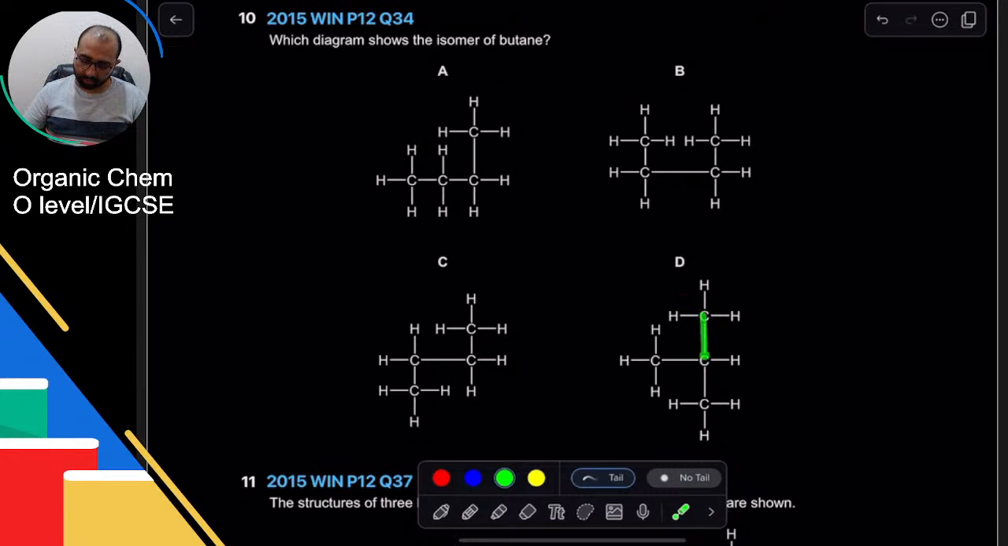Okay, let's look at this one. 1, 2, 3. Now I cannot join the fourth without going back. So that's not possible. Or let's try one more. 1, 2, 3. I can still not join the fourth. So that means A and D are isomers of one another. But D is the one that is an isomer of butane. Why? Because butane is this thing or this thing or this thing. A, B and C are butane and D is an isomer of butane.